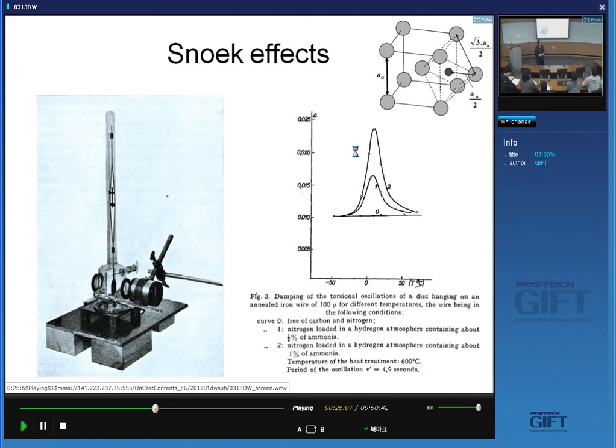What is strain aging? Any idea? Deformation because of the interaction of atoms. Dislocations are not that, and that creates the difference. Right. Exactly.